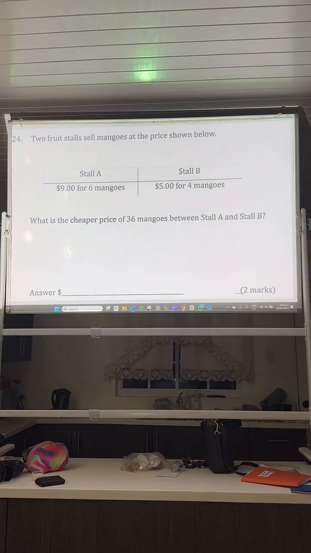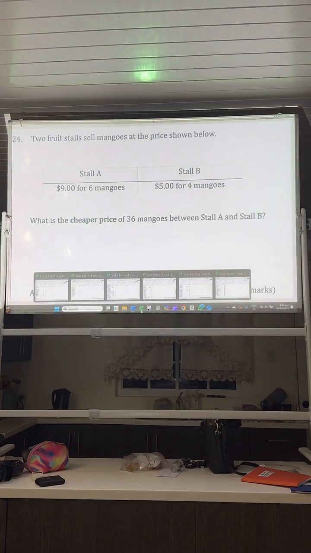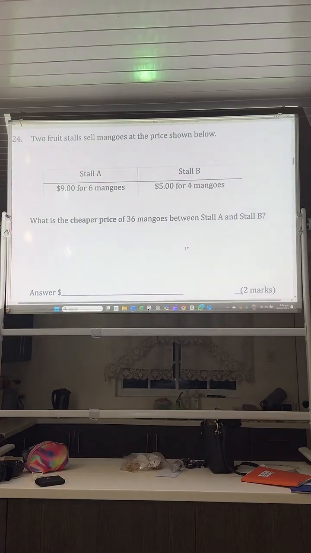Right, let me roll. Just one thing for confirmation. When they ask what is the cheaper price, do they mean what is the cheapest and how much is the cheaper buy, or just the normal cheapest? No, they want to know what is the cheaper price of 36 mangoes. Yeah, the cheaper price. Not by how much, right? Yeah, that's correct. So let's go, guys.